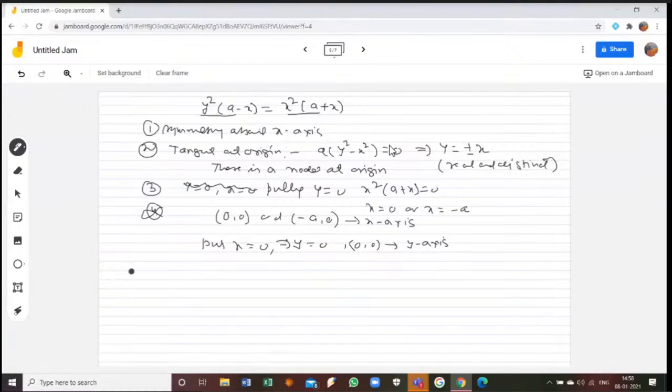Then next one, now you have to find out the asymptote for this curve. So what is the asymptote for this curve? Tell me, what is the asymptote for this curve? Plus minus a. Not plus minus a. This is not plus minus a.